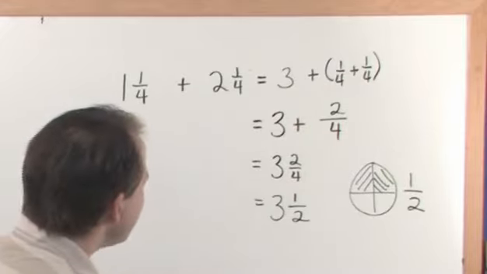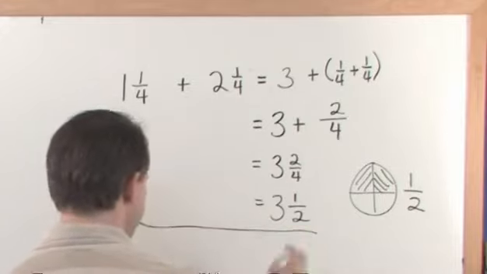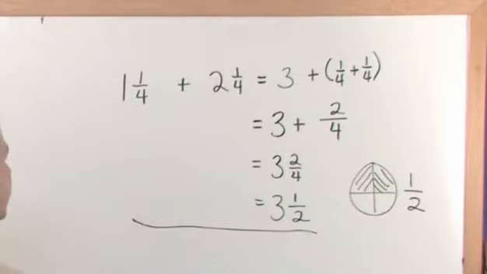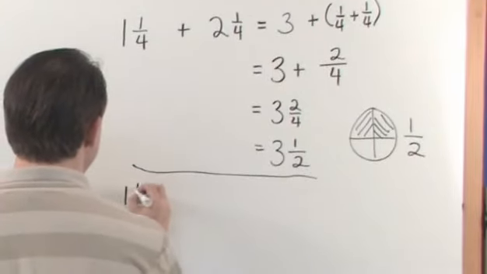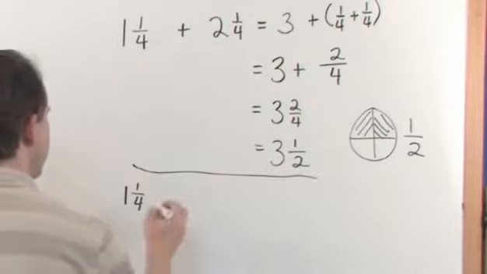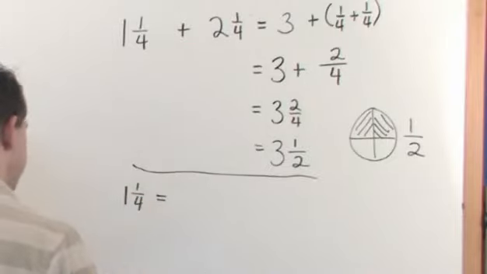So the answer is 3.5 pounds. Okay? 3.5 pounds of chocolate is the total amount when you mix the chocolate with the caramel. Now there's another way to do it, and let me show you that because sometimes on your test you'll be asked to do this. If you have 1 1/4, okay, 1 1/4 pounds, that can be written as what we call an improper fraction, okay?